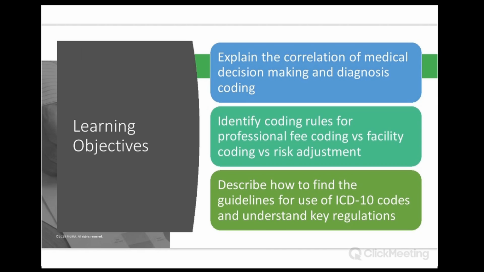So it's important to understand how their documentation of medical complexity and diagnosis coding is going to affect these other areas, and that's why we're going to talk about it. We're going to talk about how the guidelines for use of ICD-10 codes play such an important role in assuring that we have accuracy in our documentation and coding, and we're going to talk about why that is so important.